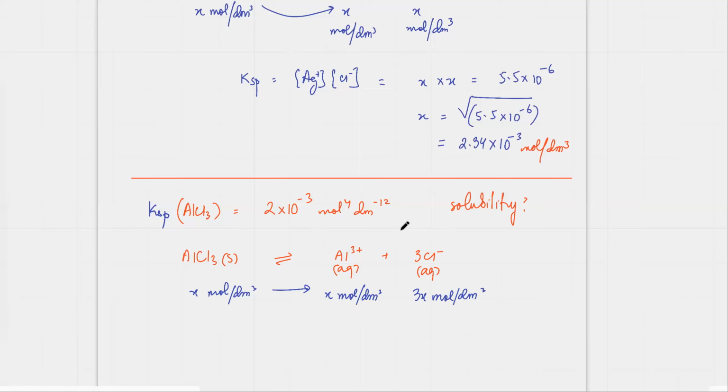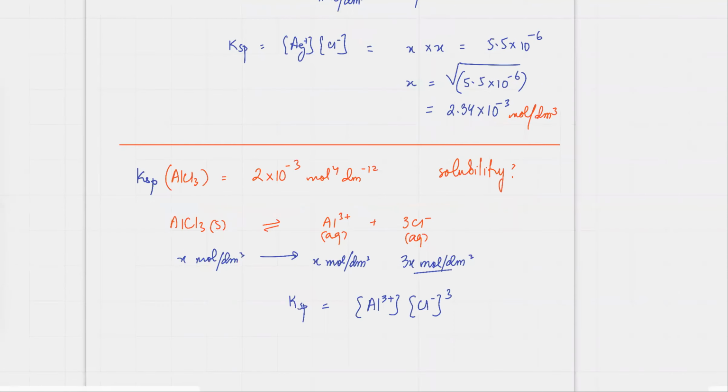And then you write the expression for Ksp, which is the Al3+ concentration multiplied by the Cl- concentration, and it's going to be cubed. So I have the concentrations in terms of x. I have the Ksp value, so it's going to be 2 times 10 power minus 3. Al concentration is given as x, chloride concentration is 3x. So it's going to be x into 3x, and that's going to be cubed. And you solve for x.